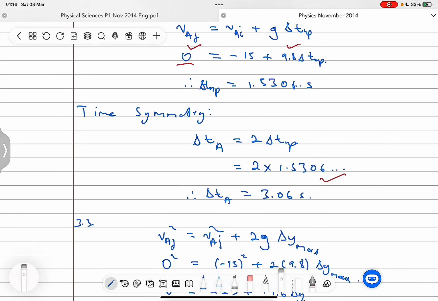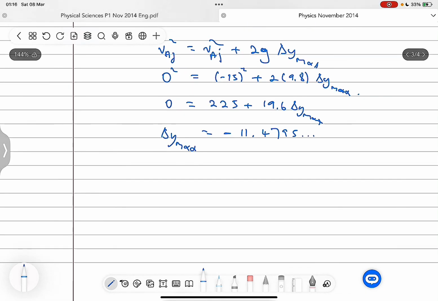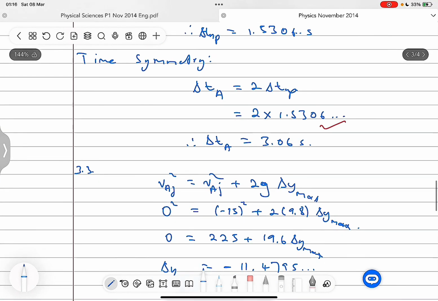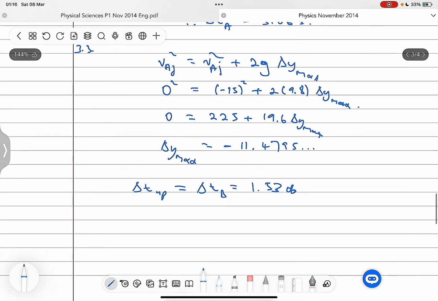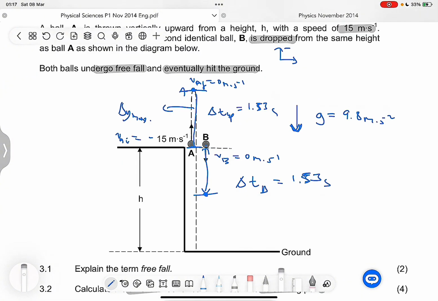Now what we are saying here is actually that the change in time to go up for ball A is the same change in time for ball B to go down, and they're given by 1.5306 seconds. We didn't round that off. Now what we have here is the time it takes for ball B to go down. We also have the initial velocity, and we have the acceleration due to gravity.